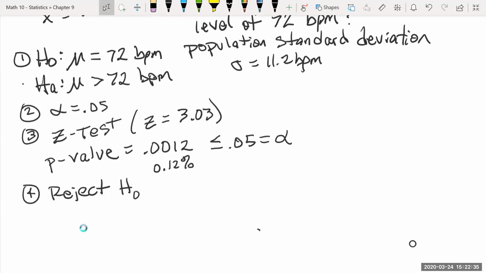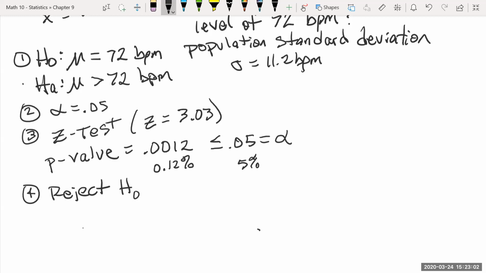So I rejected my null hypothesis because it was less than the 5% that I had for alpha. Remember what that 5% says. I'm assuming the null hypothesis is true, that mu is equal to 72 beats per minute. And unless the p-value I get, which think about it as the probability that the null hypothesis is true.